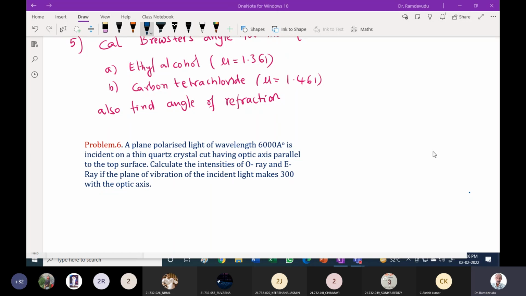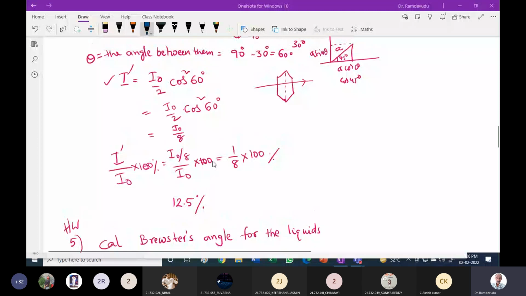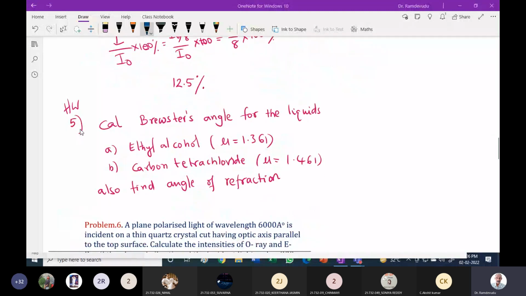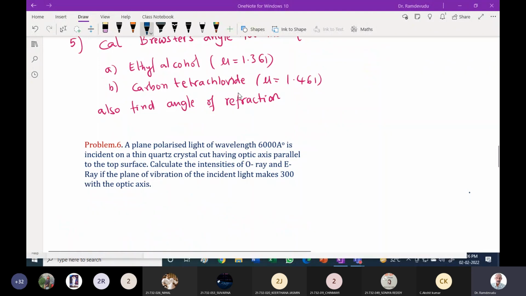Sir. Yeah. So we did some problems in the previous classes, and now I asked her to do this problem as homework to find the Brewster angle. Now we will do some more problems from the rest of the topics which I have covered. And problem 6, you can note down.